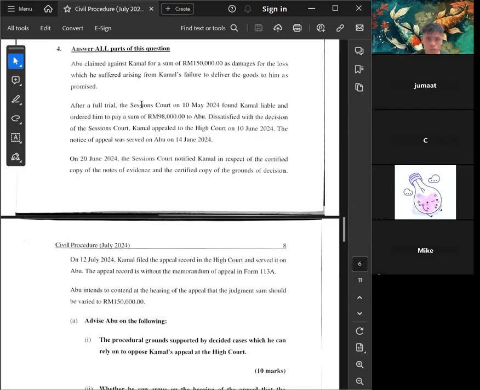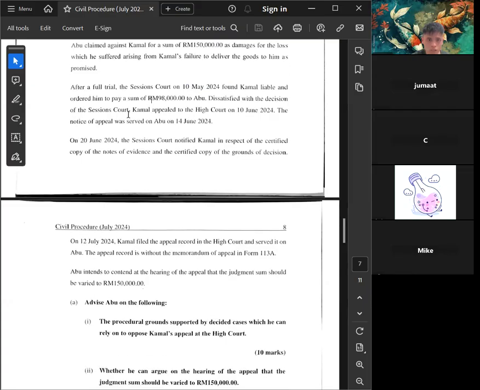After the full trial, Sessions Court on this day found Kamal liable and ordered him to pay a sum of 98,000 to Abu. Being dissatisfied, Kamal appealed to the High Court on this date, and then the notice of appeal was served on Abu on this date.